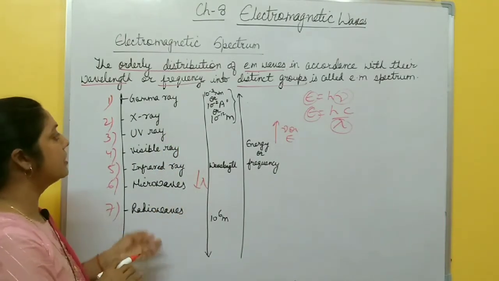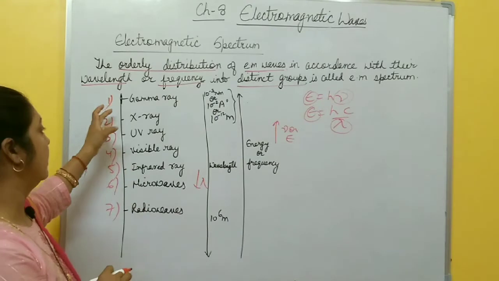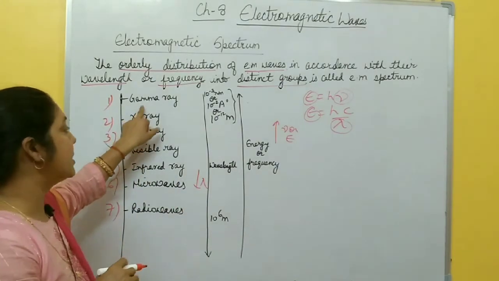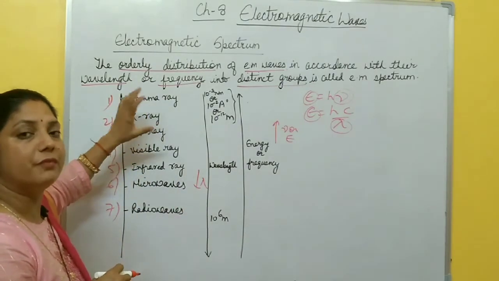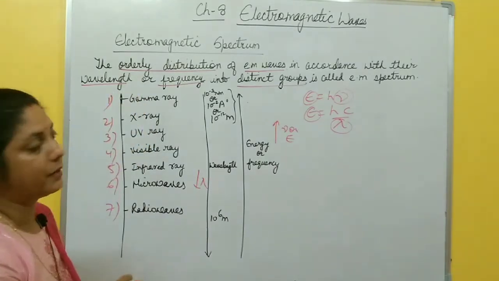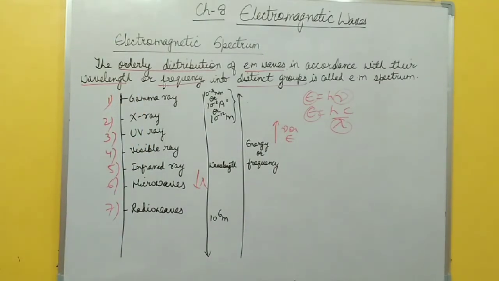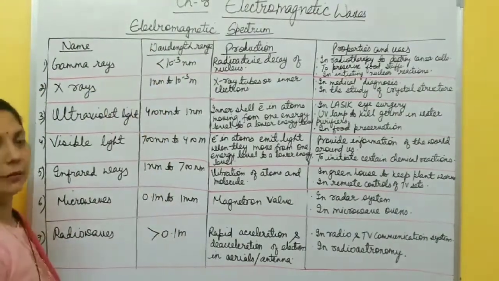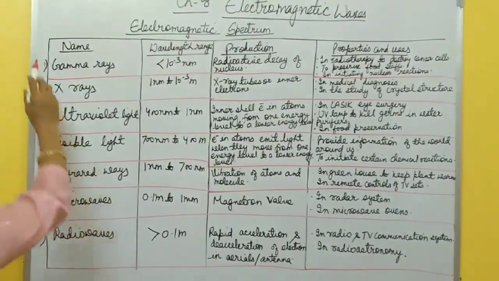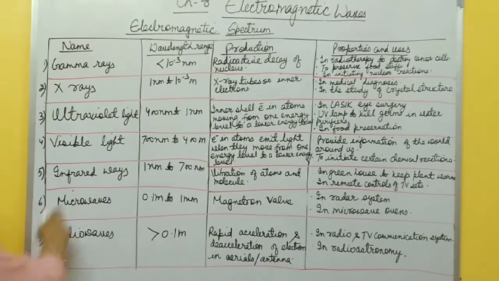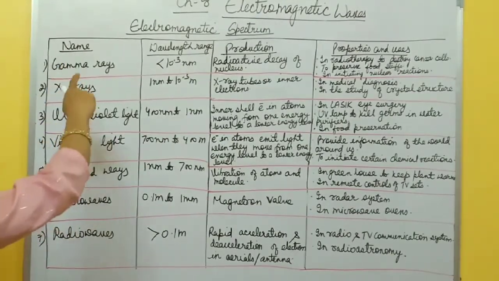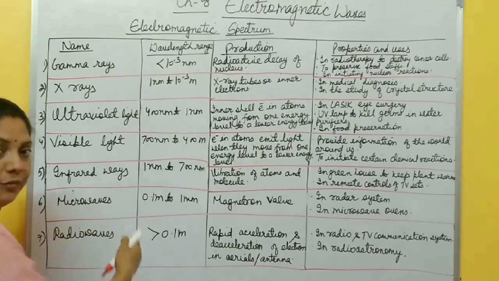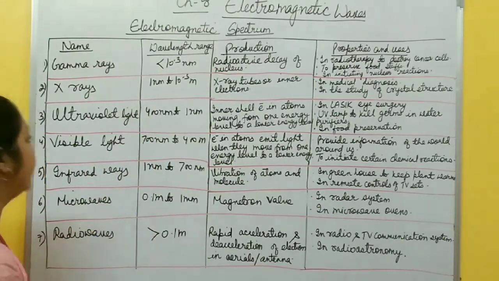Okay, after this I will discuss in one table their uses, production, properties, and wavelength range of all these electromagnetic waves. Please take a screenshot of this one first. Now this is a table of various regions of the electromagnetic spectrum, starting from gamma rays and ending with radio waves. These are arranged in the order of increasing wavelength and decreasing frequency or energy.